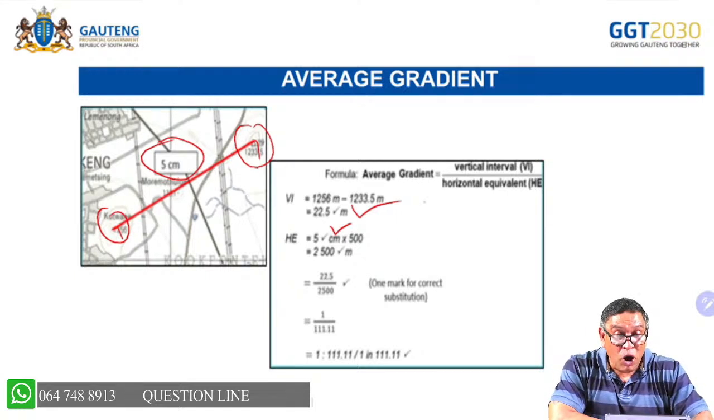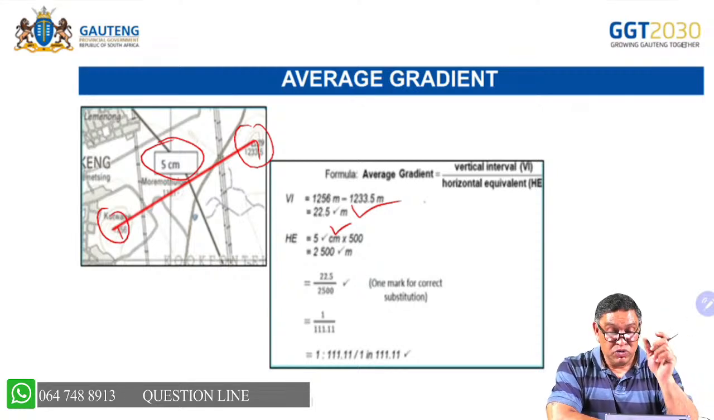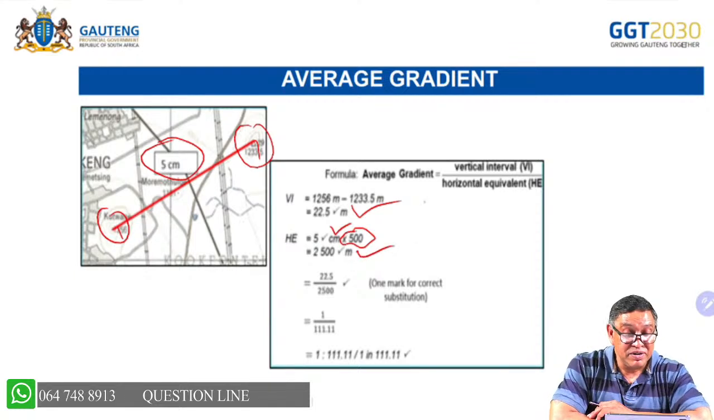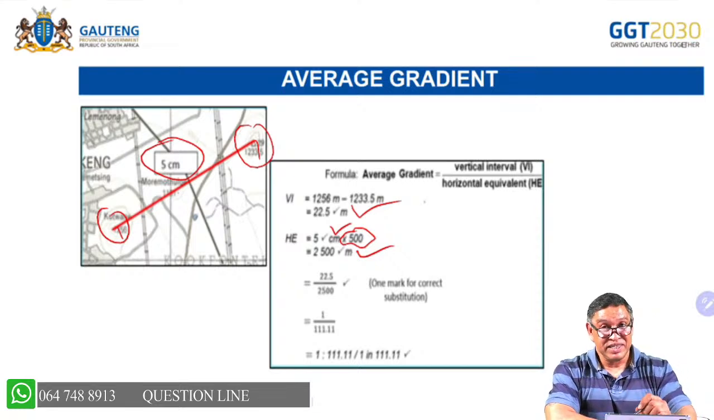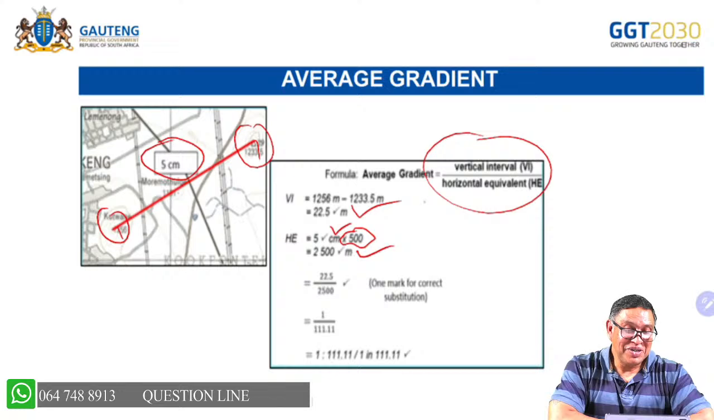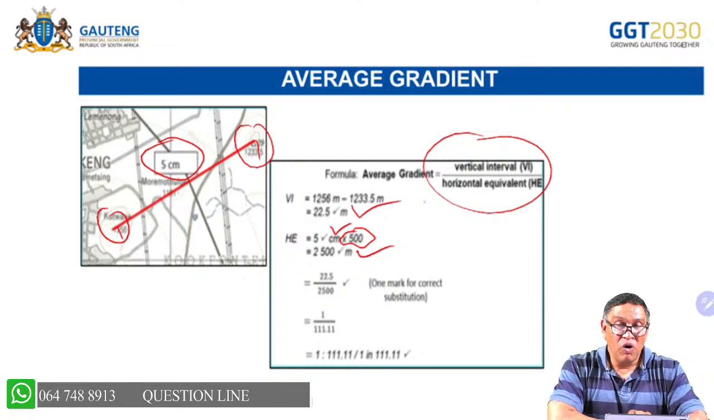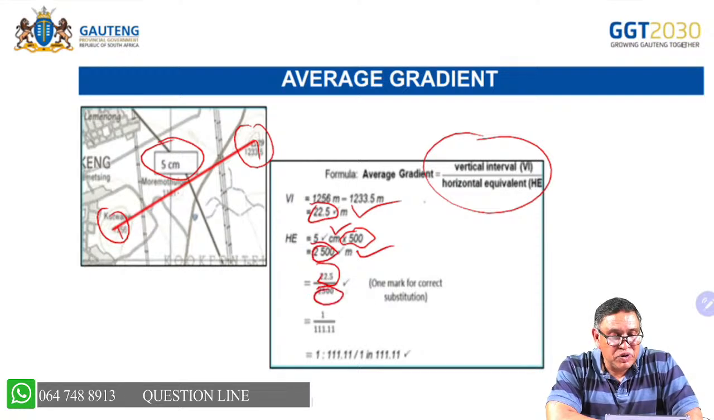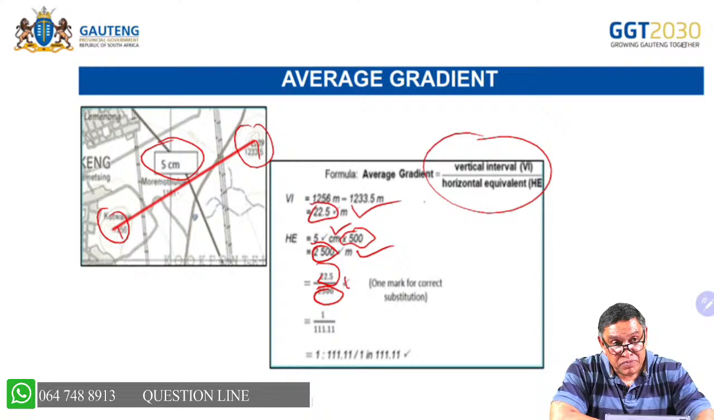Now remember, the top is in meters, so the bottom must also be in meters. This is the topographic map. 1:50,000 is equal to 500 meters, so I multiply it by 500, and I got an answer of 2,500 meters. I get another mark for that. Then I substitute it into the formula, okay, which says vertical interval over horizontal equivalent. I've got my vertical interval, I put it here. I got my horizontal equivalent, I put it here. It's another mark for substituting.